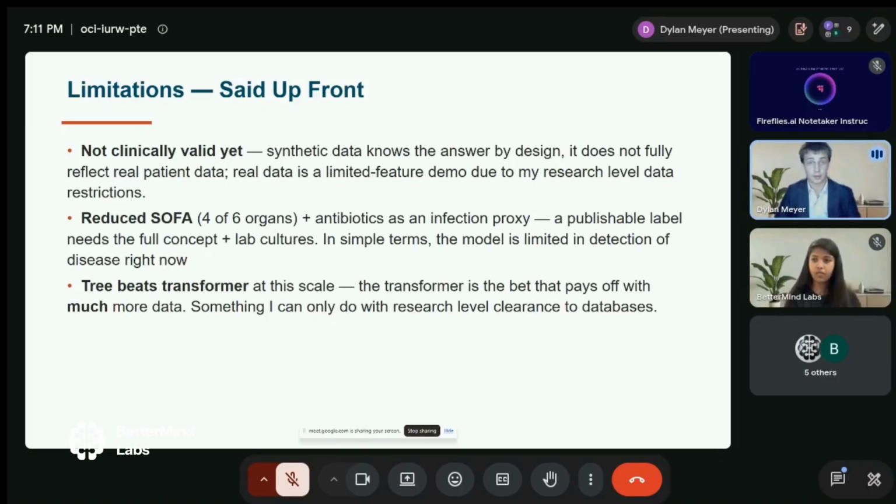And it's also not able to see all the drugs that are given to a patient for them to be able to survive. So right now, the machine learning model, as I said before, beats the transformer model just because of the limited amount of data. But in the future, with more data, the transformer model should be able to beat the machine learning model. That's the goal. But it's something that I can only do with research level data.